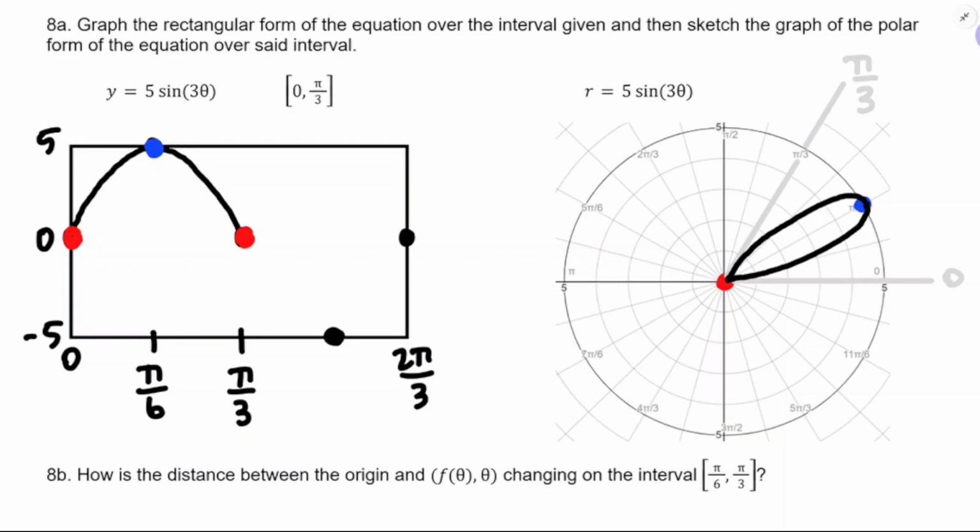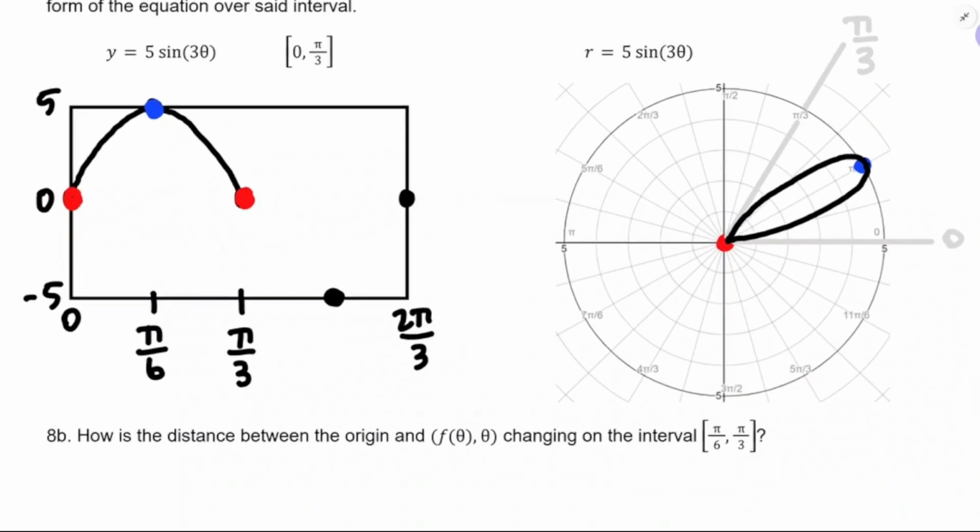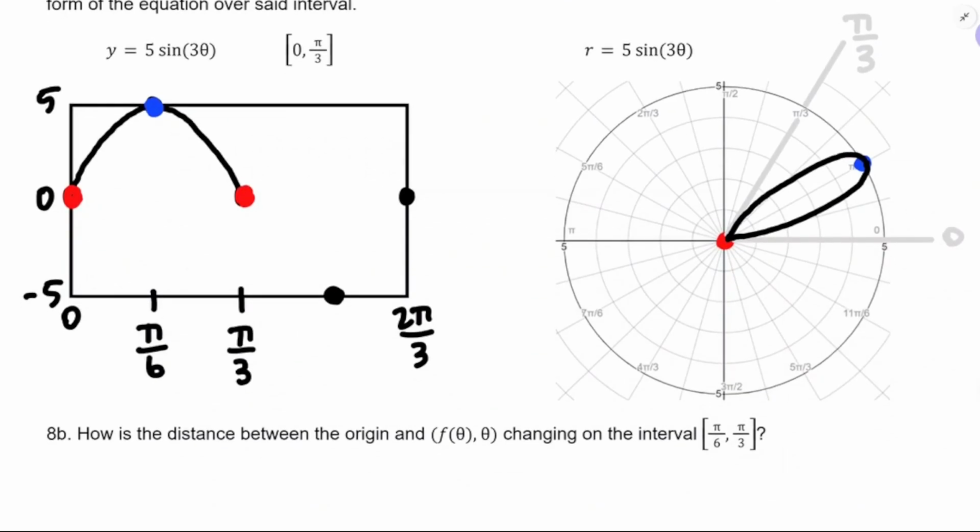And then, oh, I forgot, it's going to ask me how is the distance between the origin and the graph of the function in the polar world changing on pi over 6 to pi over 3. Decreasing.